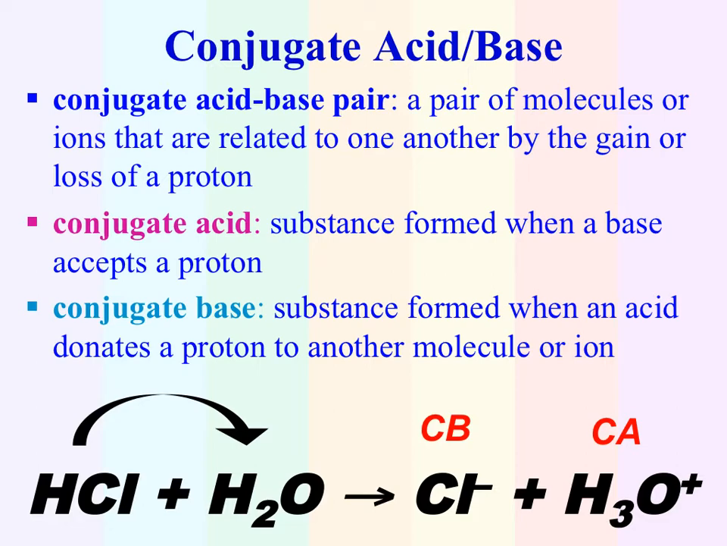Alright, so that conjugate acid, as I said, is going to be formed when the base itself accepts a proton. So in the last example we looked at, remember that H2O was the base. It accepts the proton and produces the conjugate acid, in this case a hydronium ion. The conjugate base is the substance that's formed when an acid donates a proton. So whatever we have left over after this acid gives up this proton right here, that's going to be our conjugate base, and in this case a chloride ion.